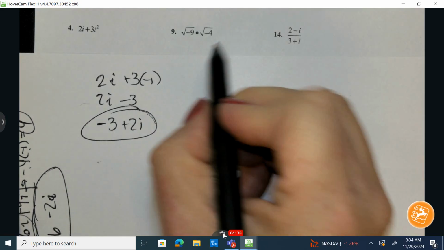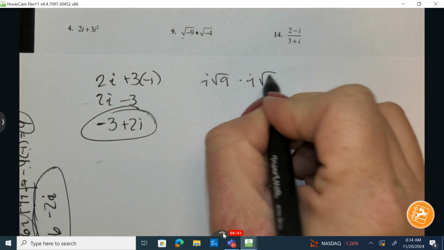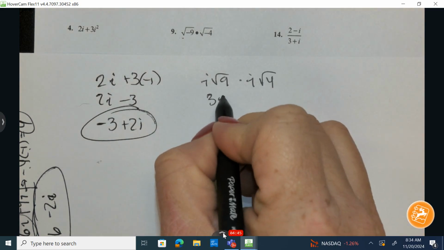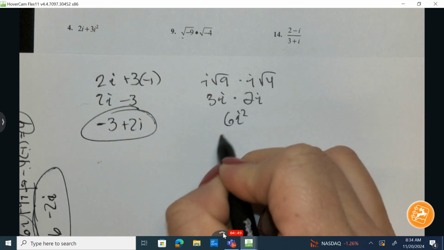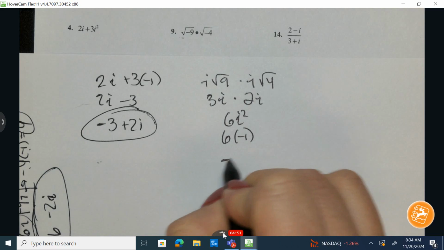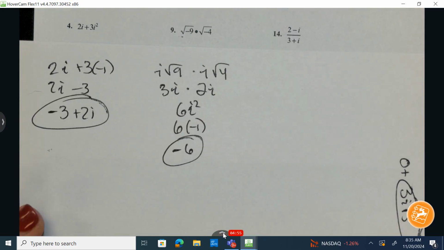Let's take a look at number 9. This i comes out front, and I have the square root of 9 times i comes out front times the square root of 4. This is 3i times 2i, 6i squared, and we know i squared is equivalent to negative 1. Alright, let's take a look at number 14.